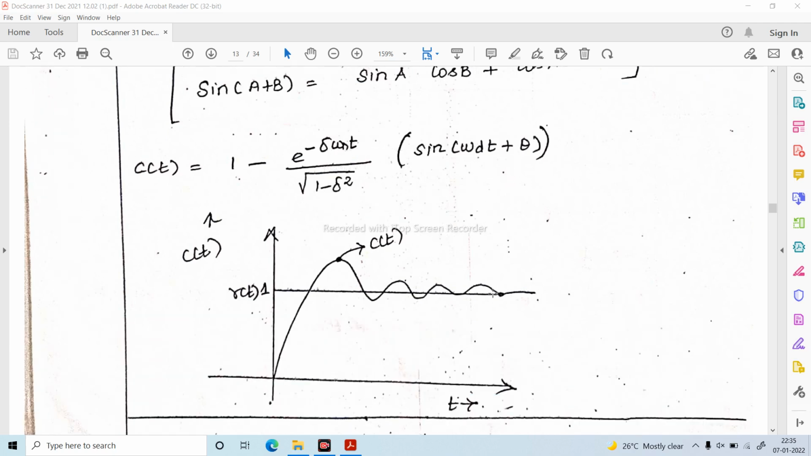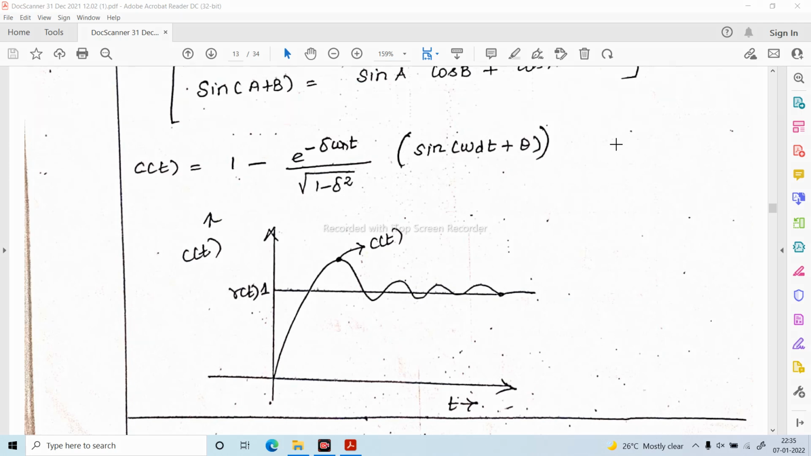So after finishing this, I am going to draw the c(t) response. This graph shows c(t) with respect to time. First put t is equal to 0. So e power 0 is equal to 1, so 1 minus e power 0. Multiply this with sin theta, and this is root of 1 minus delta square, here also root of 1 minus delta square.